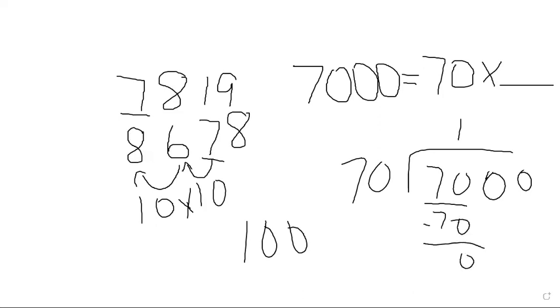Subtract, 0. Bring down my next number. I have 0. How many groups of 70 can I get out of 0? 0. Then I multiply 70 times 0, 0. Then I subtract. Then I bring down my next number. How many groups of 70 can I get out of 0? 0. That also gives me my 100 times as great.